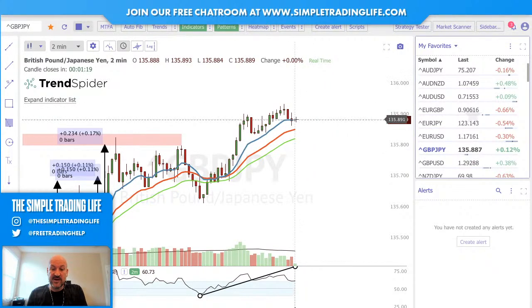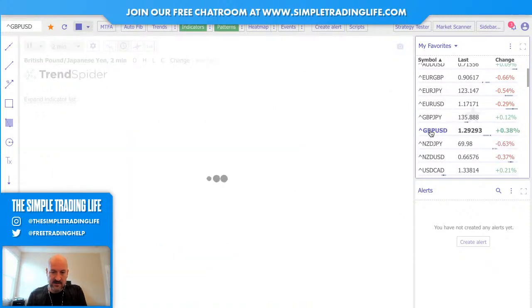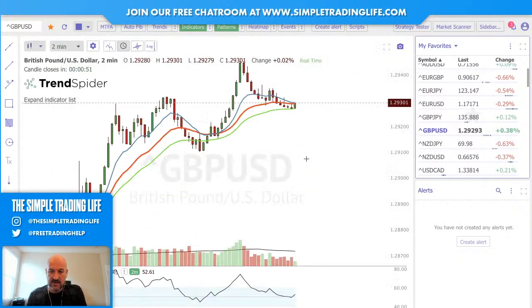For a short entry, obviously we've got to get price down below here. We'd have to get the 10 and the 20 below the 30. We'd want to see volume above average, and then we'd want to see momentum trending down. Okay, so hopefully that helps you guys out. We'll go through a couple more and then we're going to wrap this up. All right, so let's go to pound dollar, also known as the cable.